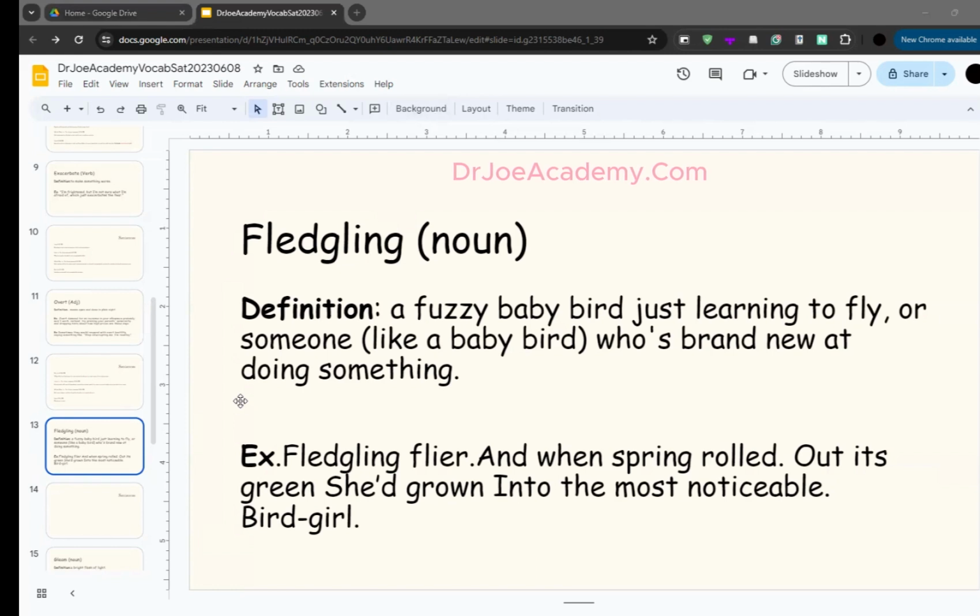Noun. Definition: a fuzzy baby bird just learned to fly, or someone like a baby bird who's brand new at doing something. Example: fledgling flyer, when spring rolled out its grain, she'd grown into the most noticeable bird girl.